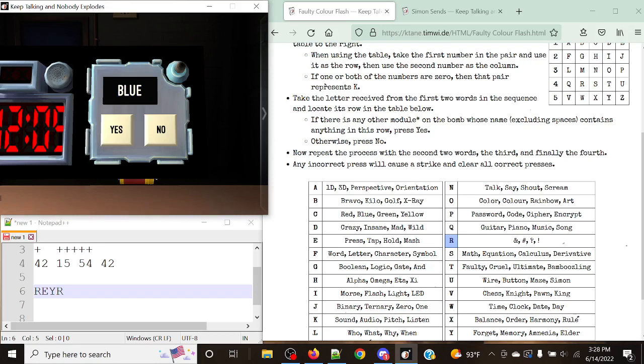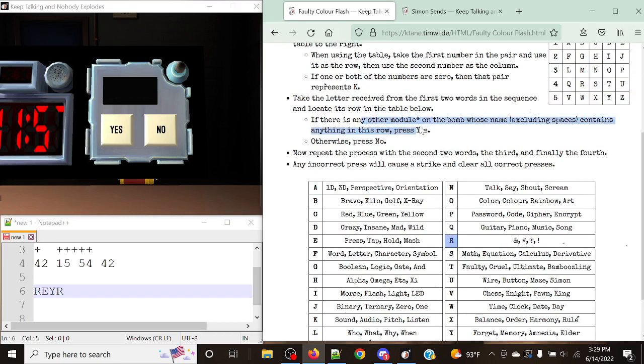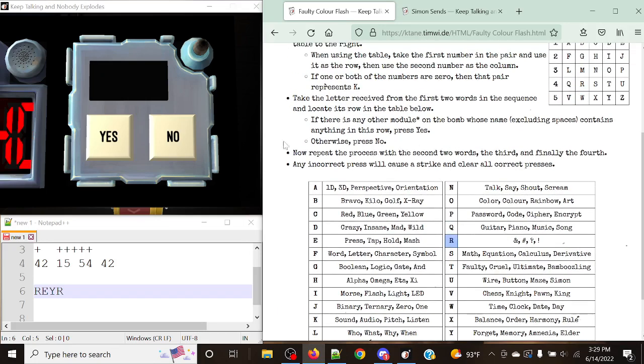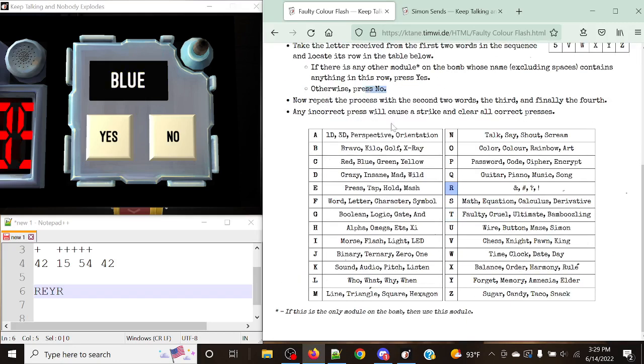But there's this little asterisk next to it, and the asterisk is very important. If this is the only module on the bomb, use this module. So you want to make sure that you're focusing on other modules if there are other modules present. However, in this case, a Faulty Color Flash being the only one on the bomb, you're simply going to be focusing on this one. So we're going to figure out, is there any character with an and, hash, question mark, or an exclamation mark? And in this example, this is going to be no. We do not have any of those characters present in Faulty Color Flash. We are now going to press no for this one.